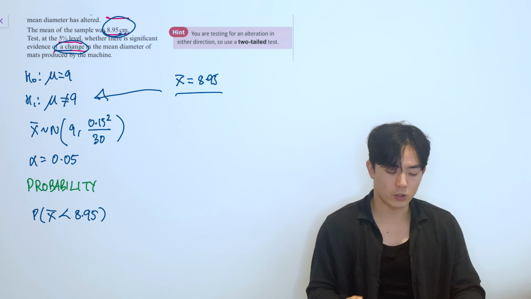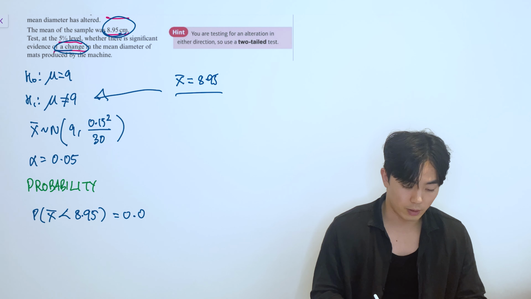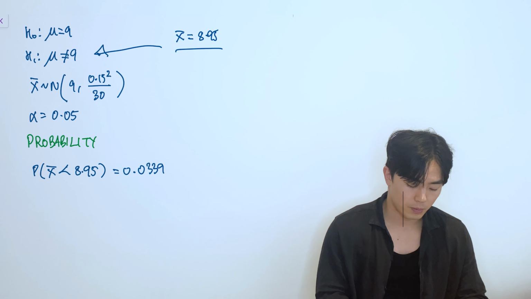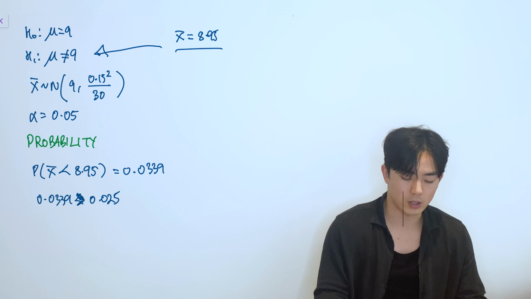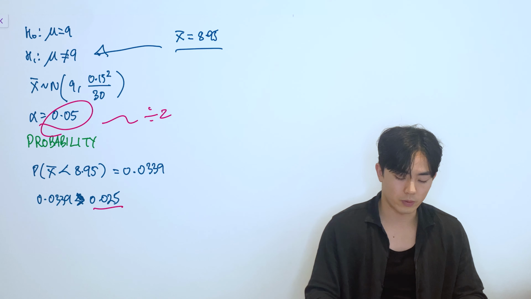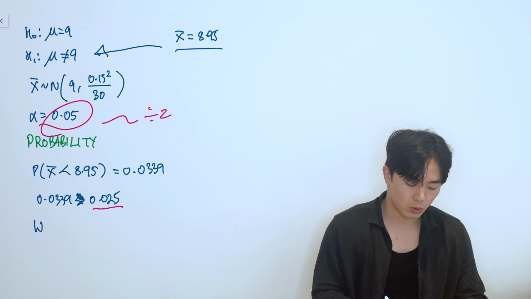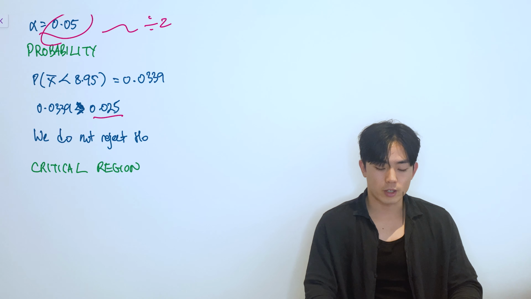You can use the calculator to find this. So this comes out to 0.0339. Is 0.0339 less than or bigger than 0.025? Remember, because it's a two-tailed test, we should be dividing the significance level by 2, right? That's why you get this 0.025. So therefore, we do not reject H0.